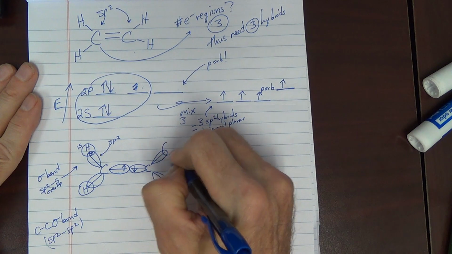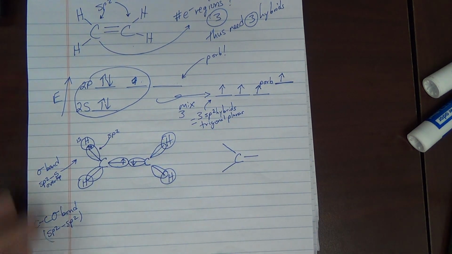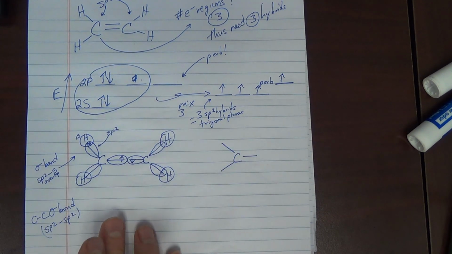Now you can finish these up. There's H's over here. That's just like the 2 over on this side. Again, trigonal planar.